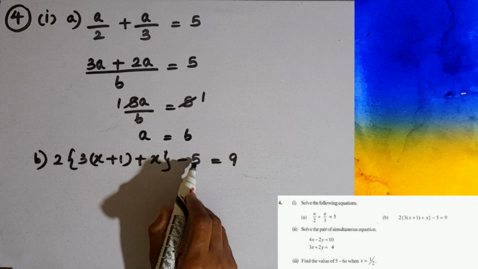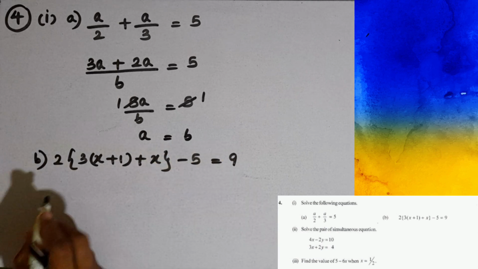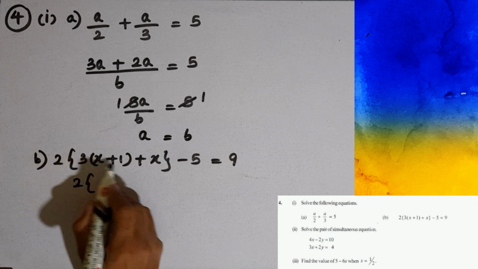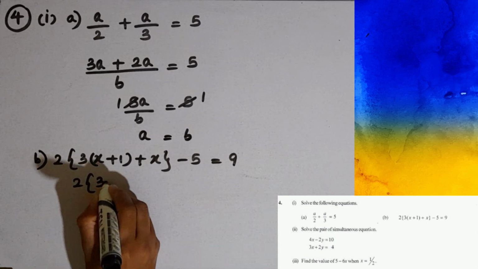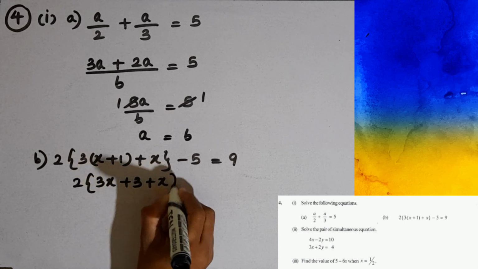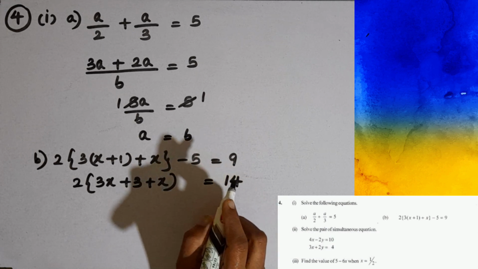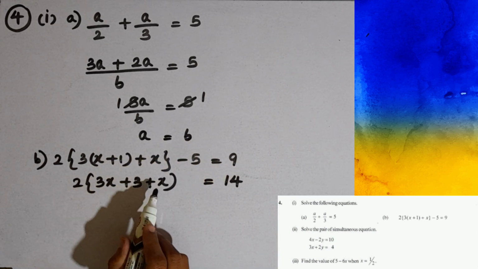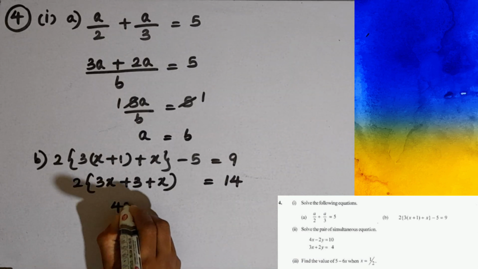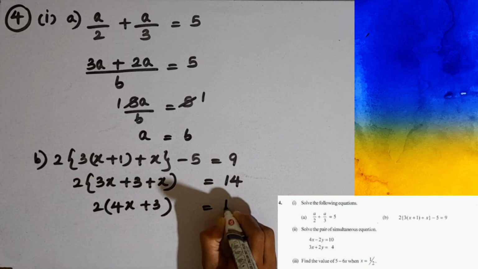First we can remove this minus 5. We have to add plus 5 to both sides. Then you get 2 times, I will remove the bracket here, 3x plus x plus 3 plus x equal to 9 plus 5 is 14. Then we can add these like terms. 3x plus x is 4x. 4x plus 3 times 2 equal to 14.